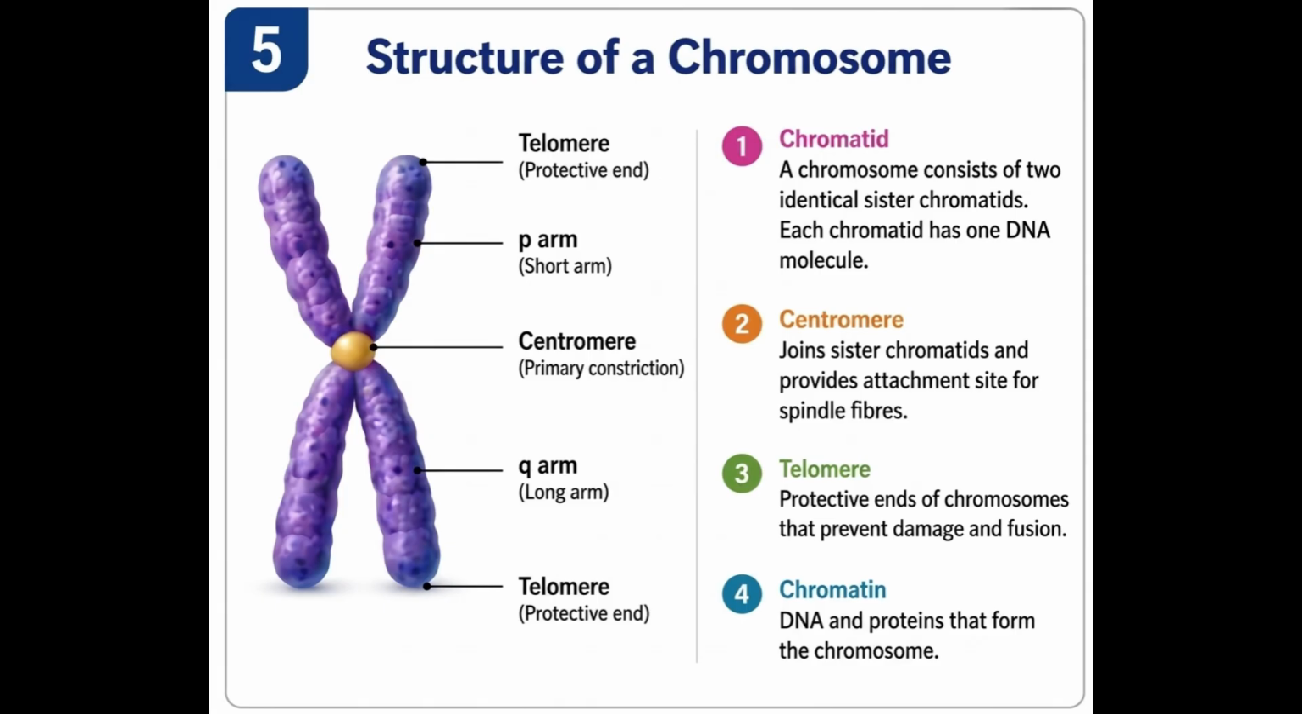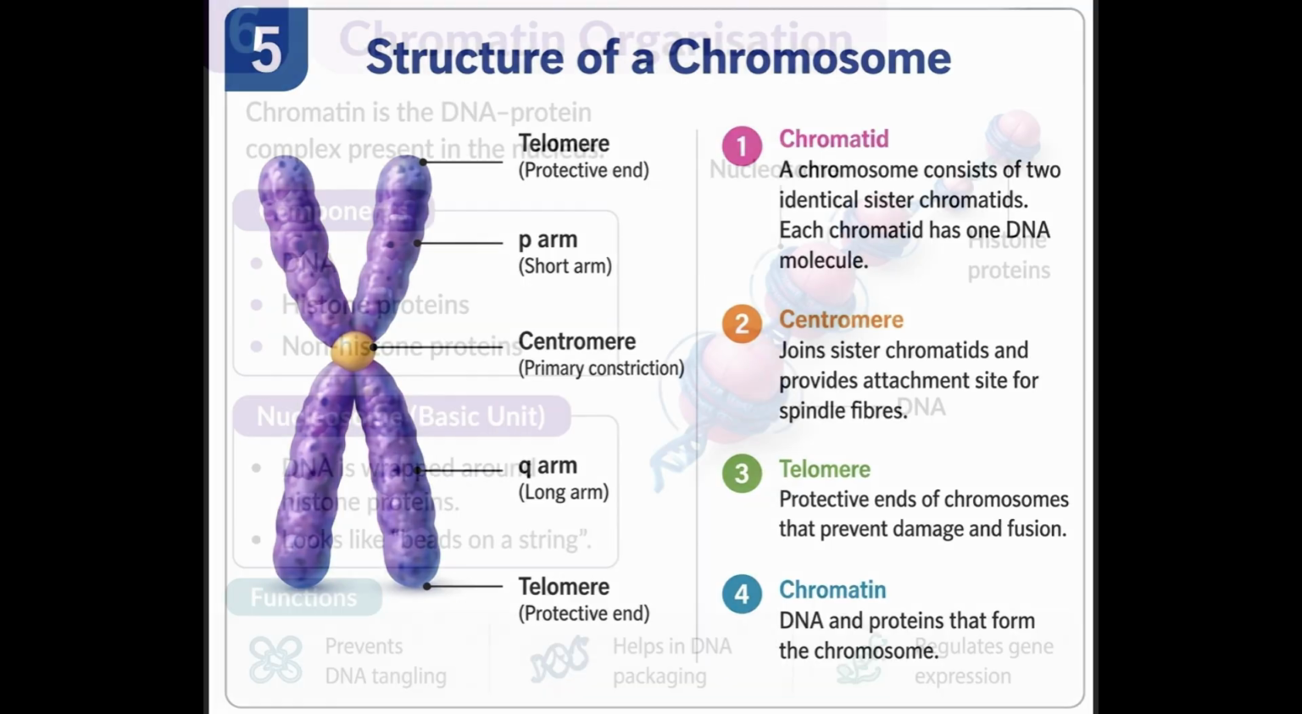Chromatin and centromere. Chromatin is a network of DNA and proteins present inside the nucleus. During cell division, chromatin condenses to form visible chromosomes. The centromere divides the chromosome into two arms: the short P arm and the long Q arm. It also helps in the movement of chromosomes during mitosis and meiosis.